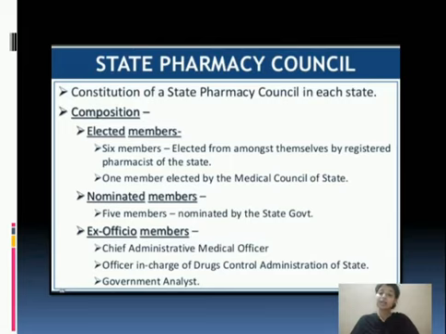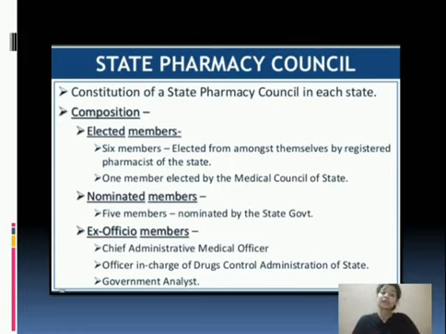State Pharmacy Council is constituted by different states, and Joint Pharmacy Council is mainly constituted when two states or more than two states agree on a particular condition and they agree to form a single council, right? At that point of time, a Joint Pharmacy Council is formed.